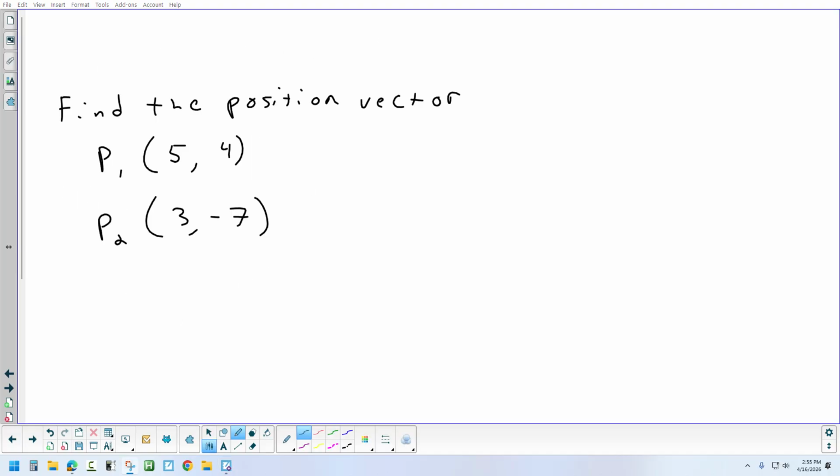So next question we'll take a look at is finding a position vector. They've given us 2 points. In this case, P1 is the initial and P2 is the terminal. What would be the calculation to find the x component of the position vector? What do we have to do?